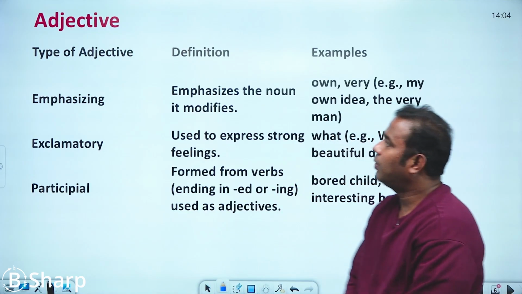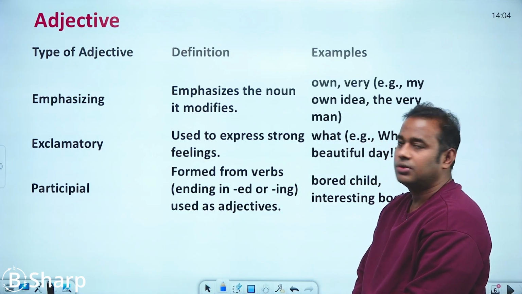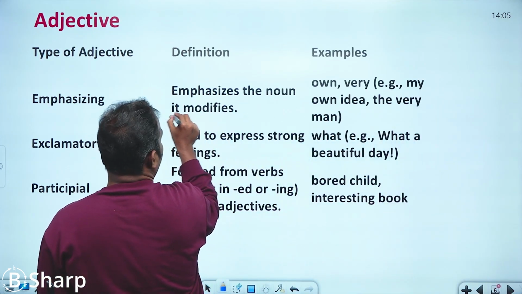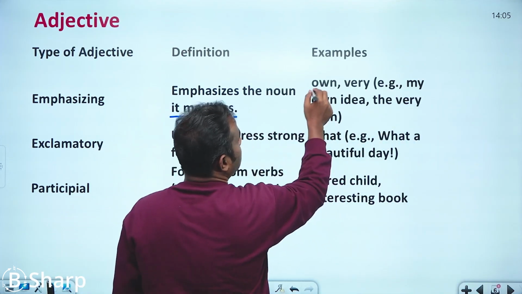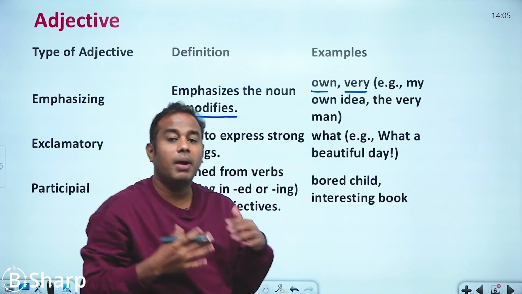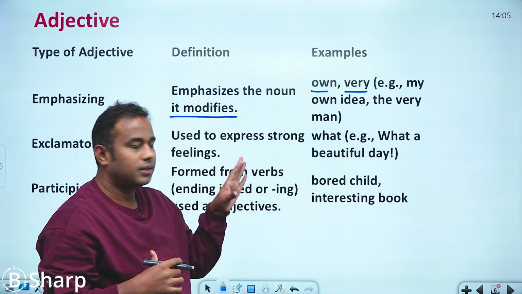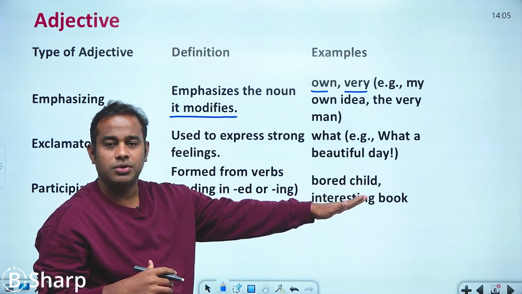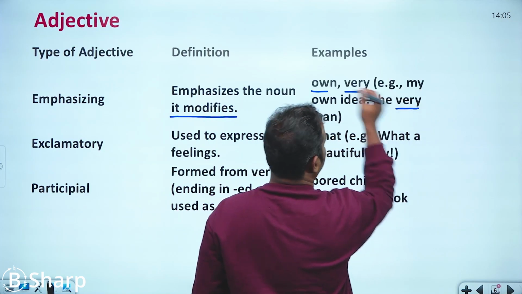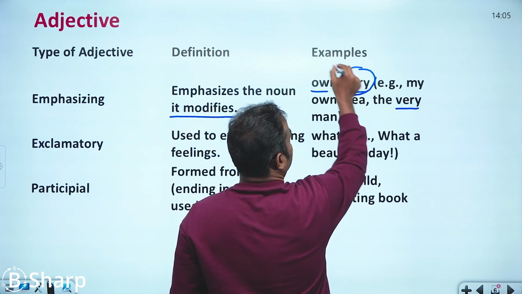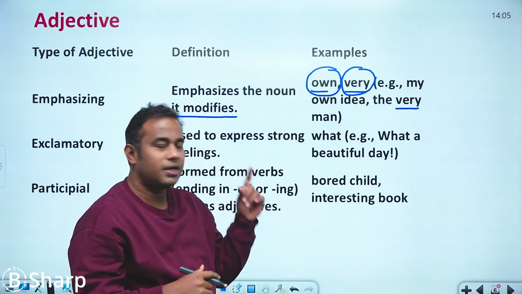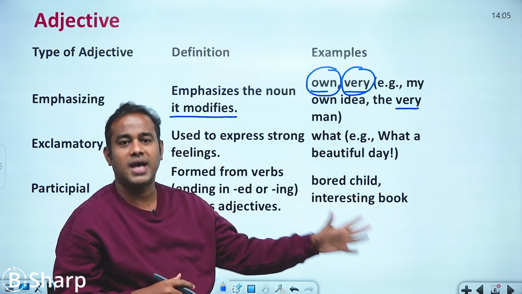Then we have emphasizing adjectives. What do you mean by emphasizing adjectives? It emphasizes the noun it modifies. Look here: own, very. For example, this is my own idea, or this is the very man I was talking about. We can say the very man that I was talking about has entered the room.